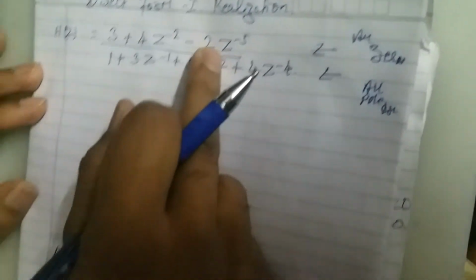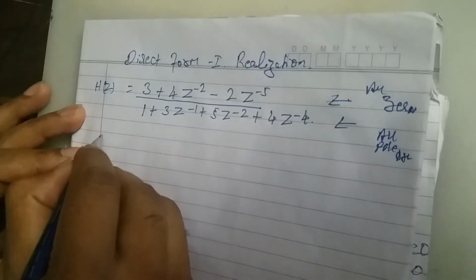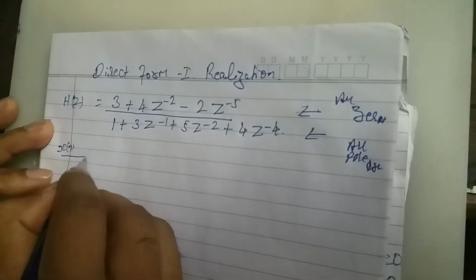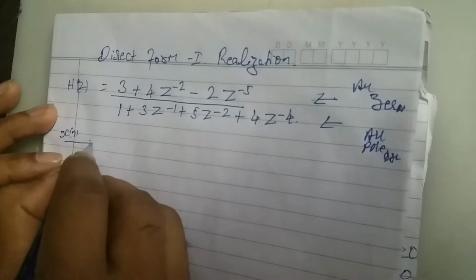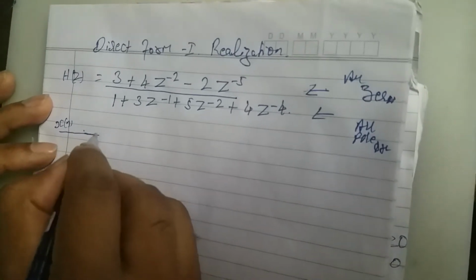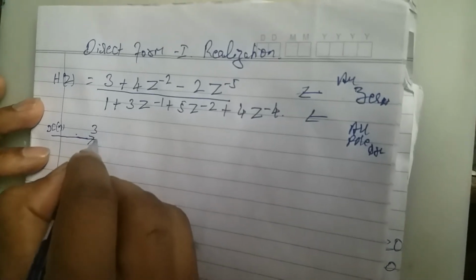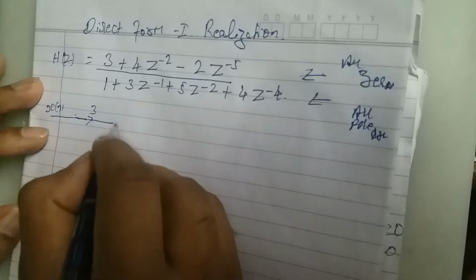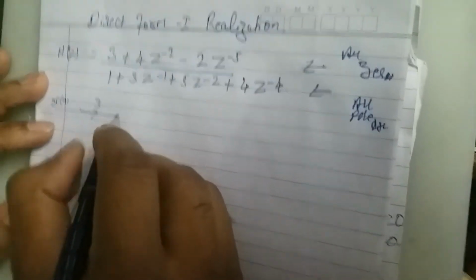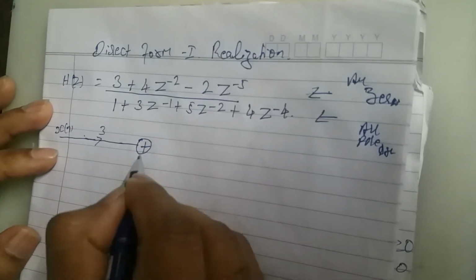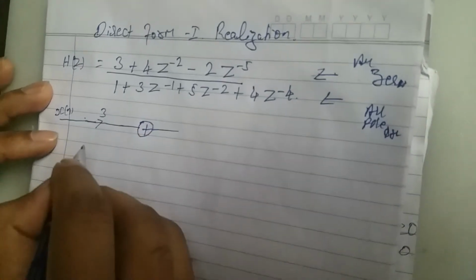First we have x of n. We'll see the all-zero system now. First you give an input x of n. X of n is my input. I'm taking it, and it is given a constant 3. You can write 3 over here like this, or you can also use a symbol for that. It is given to a plus, so you add it to a summer and leave it here.